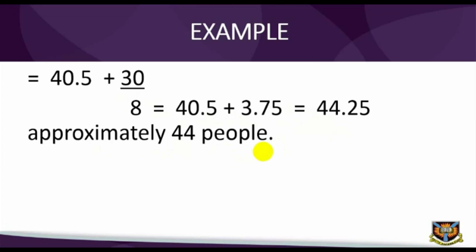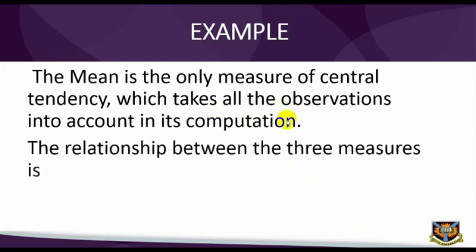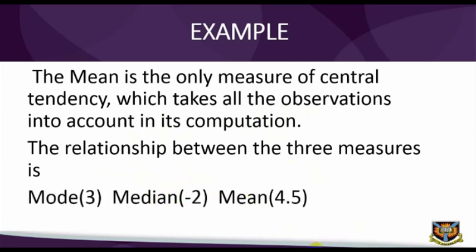3. To answer this question, we should bear in mind that the mean is the only measure of central tendency which takes all the observations into account in its computation. We are only fortunate in this example that the three measures happen to fall in the same class, 41 to 50. This may not always be the case. The mean of 44 participants is the figure that best describes this distribution. Note the relationship between the three measures: mode is equal to 3 median minus 2 mean.